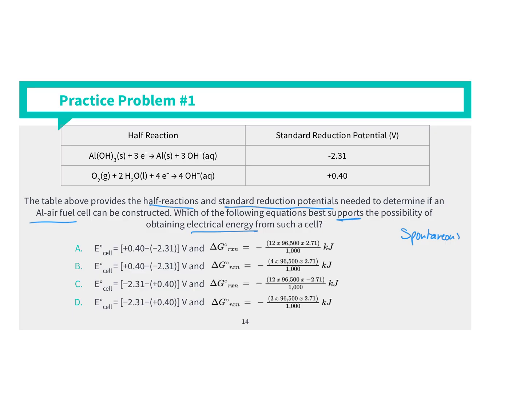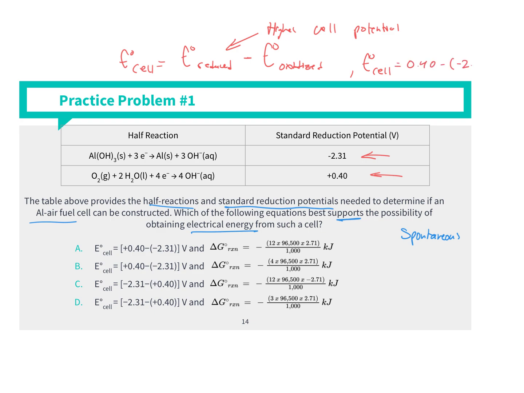We've got to remember the number one rule, that E naught for the cell is always what is being reduced minus what is being oxidized. And for this one, we look for the higher cell potential. So if we look at our two cell potentials here, we have this top one, which has a cell potential of negative 2.31. That's the aluminum reaction. And on the bottom one, we have this cell potential, which is plus 0.4. Of course, we put the higher one first. So E naught of the cell should be 0.4 minus negative 2.31.